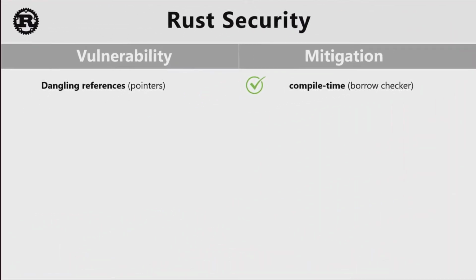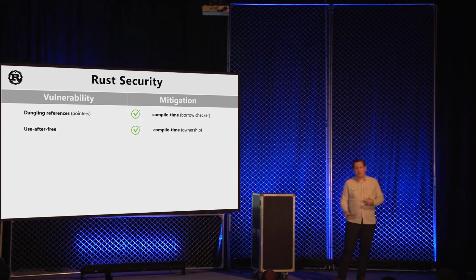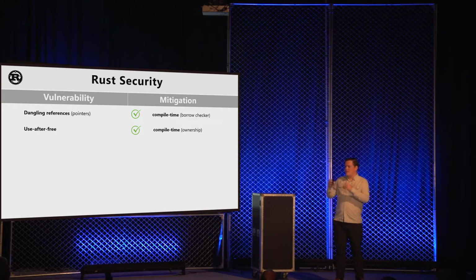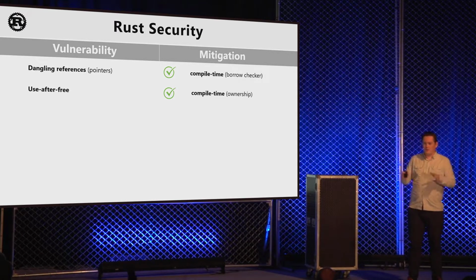So Rust mitigates this at compile time. It does this with a sophisticated part of the compiler called the borrow checker, and we'll look at some examples of that. Another common one is use after free. This happens when you allocate an object, you do some stuff with it, you deallocate it, and then you try to use it again, right? And you don't know what's at that memory address anymore, and you have undefined behavior. Rust also mitigates this at compile time. It uses a different mechanism for this. Rust has an ownership concept that it uses to track what things are live and what things have been deallocated.